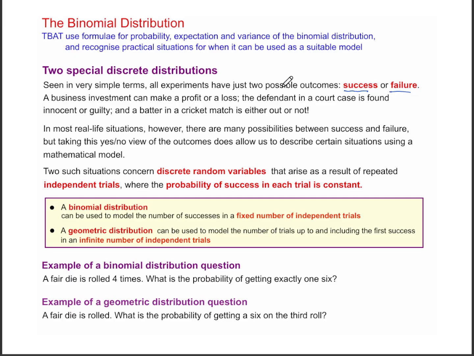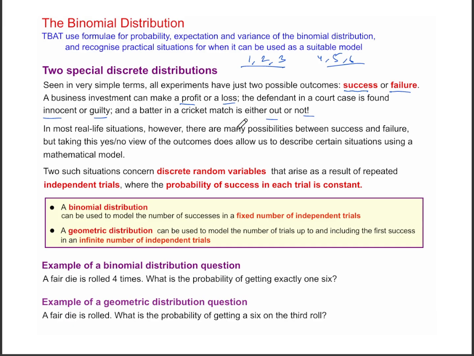For example, if you have a die and you want to roll 1, 2, or 3, then your success will be getting 1, 2, and 3, and your failure would be getting 4, 5, and 6. So we basically just have 2 outcomes if we truly simplify it. Some examples are also here, where a business investment can either make a profit, which is a success, or a loss, which is a failure. A defendant in a court case is found innocent, which is a success, or guilty, which is a failure. And in cricket, a batter is either out or not out. Right? So again, success and failure.